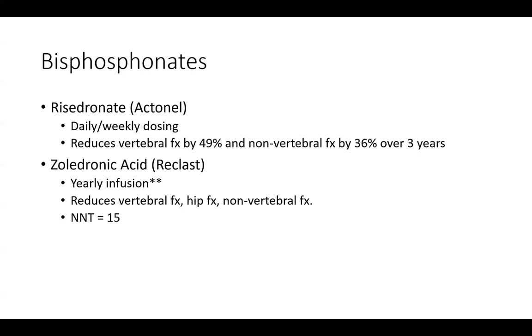Reclast, or zoledronic acid, this one is a little different. It's a yearly infusion, so that may be a little bit easier for compliance. It reduces vertebral fractures, hip fractures, and non-vertebral fractures. And what's great about this is we have data that the number needed to treat is 15. For those of you not really familiar with drug trials, this is pretty good. So for every 15 patients you're giving this to, you're saving at least one patient from a fracture.